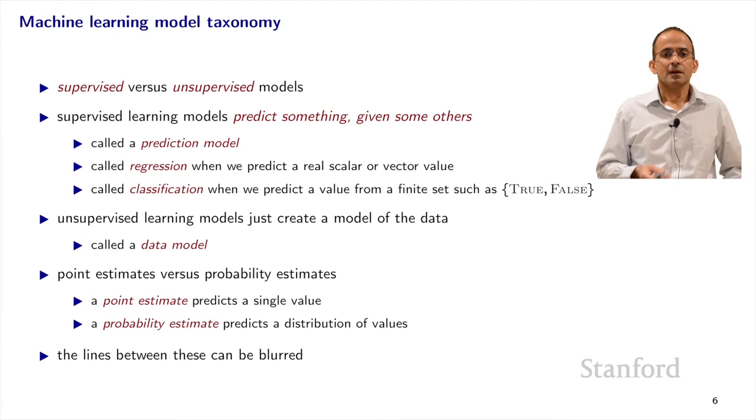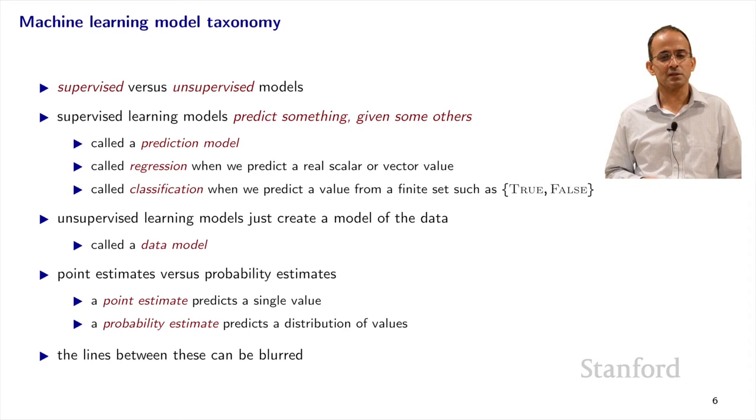These are broad categories. It's a broad taxonomy of models. There are many other categories of models, many other types of machine learning, some of which we'll touch on or see in examples in the class. And there are also things that don't really fit in any one of these categories, things which are between two categories. And we'll see some of those as well.